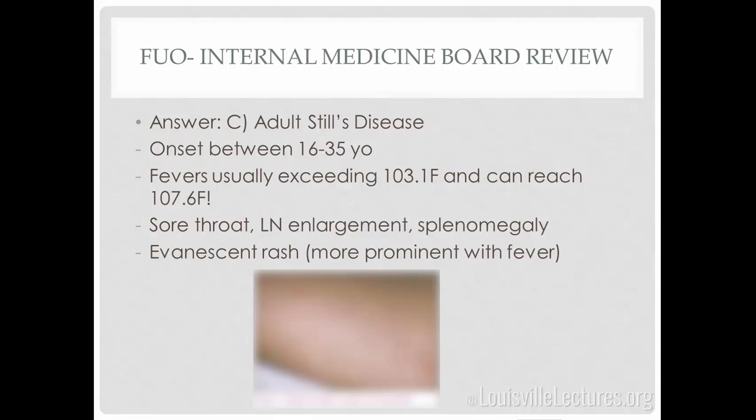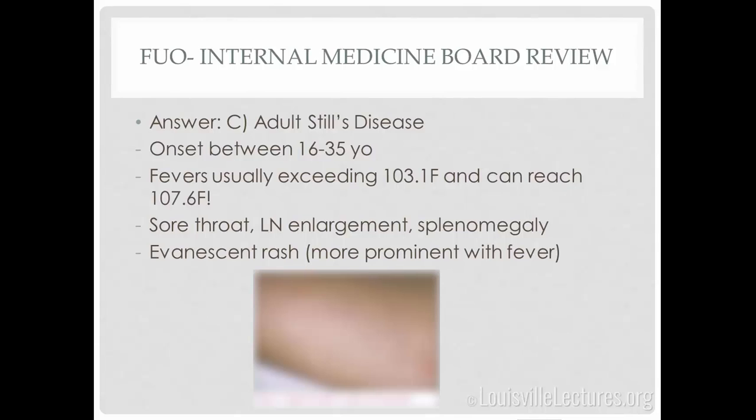So the key there was the evanescent rash, because for those who picked typhoid fever, you do have salmon rash, right, rose spots. However, those are not evanescent. Evanescent meaning they fade away. So those stay there. This one is very characteristic in that they fade away but come back when the fever's there. All right, so that's why this was pointing you towards adult Still's.